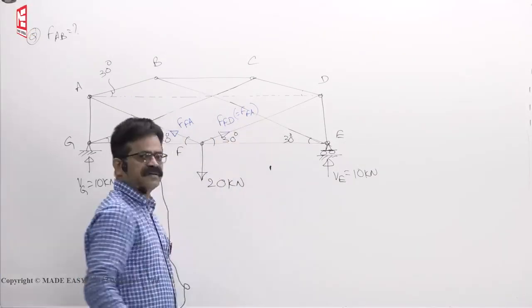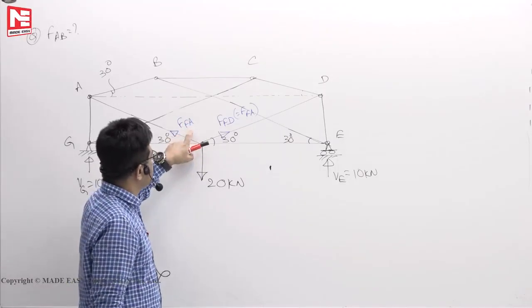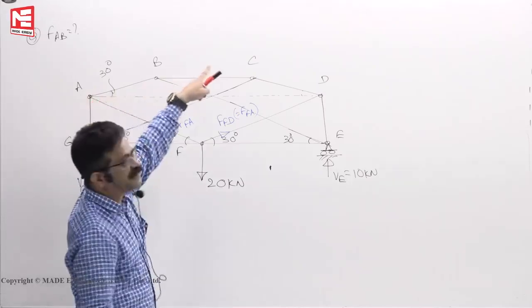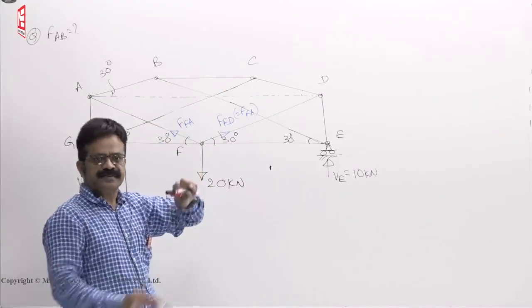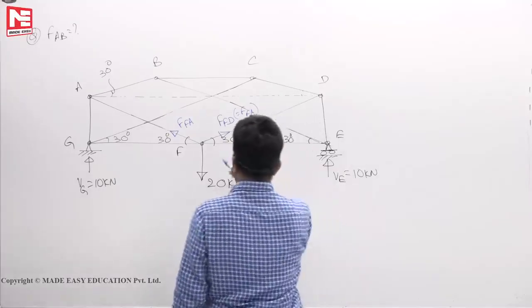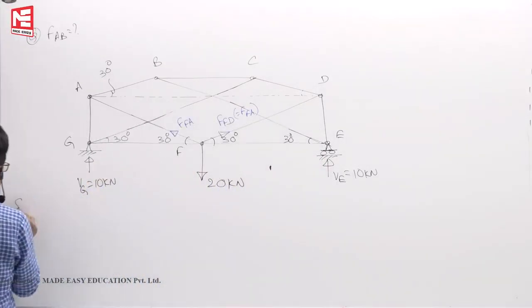They have to be equal. So, from that symmetry, we can break FFA. Once FFA is known to you, here at the free body diagram of joint A, I can find FAB. So, this is the process. Okay. So, this is the first point, your solution.